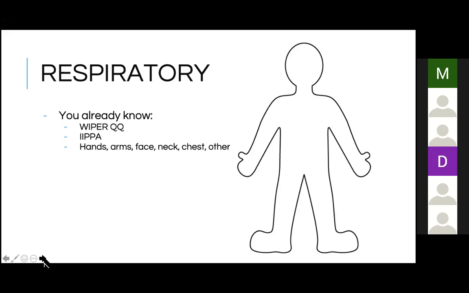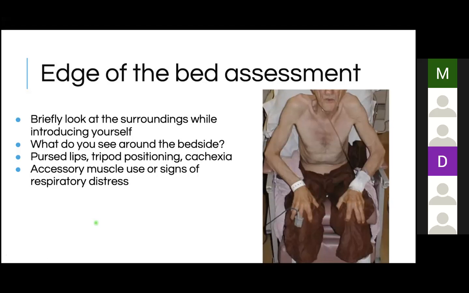And then just be systematic in how you examine them. It's really up to you, but I like to start at the edge of the bed, then go to the hands and the pulse and move up to the forearm, then neck and head. And then I work my way down, so chest and then finally lower limbs. So edge of the bed assessment. While you're introducing yourself, look at your surroundings. There are a lot of important clues around there. Can anyone tell me what they see in this picture? They need to name everything they see. You can also put it in the chat.